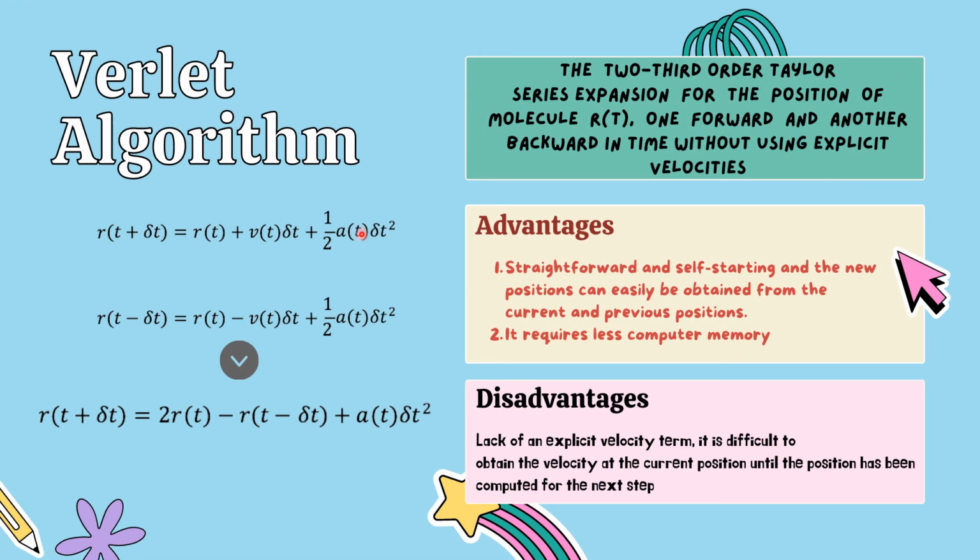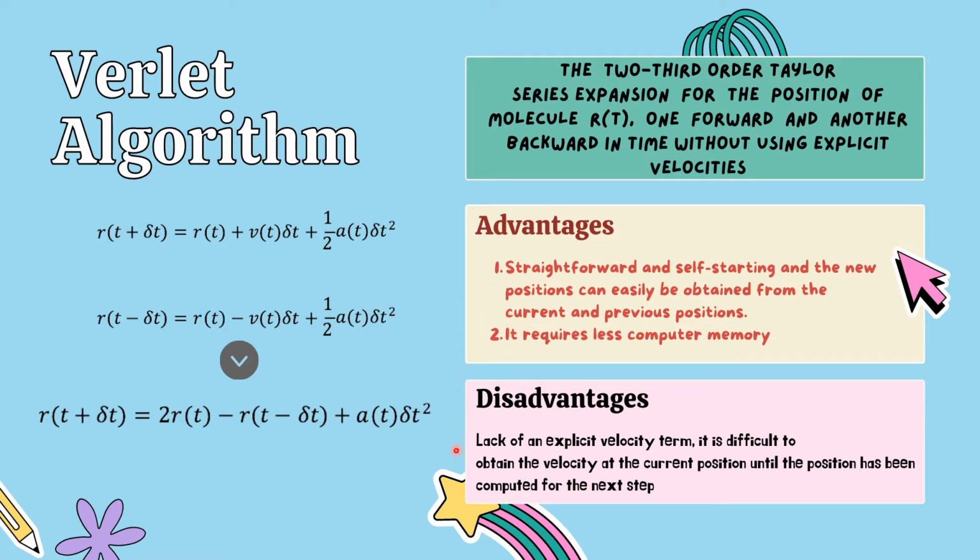In the numerical analysis, Verlet algorithm can be used to integrate the Newton's equations of motions. It describes the two third-order Taylor series expansions for the position of molecule r(t), one forward and another backward in time without using explicit velocities. The advantage of using Verlet algorithm is first, it is straightforward and self-starting, and the new position can easily be obtained from the current and previous positions. And second, it requires less computer memory.